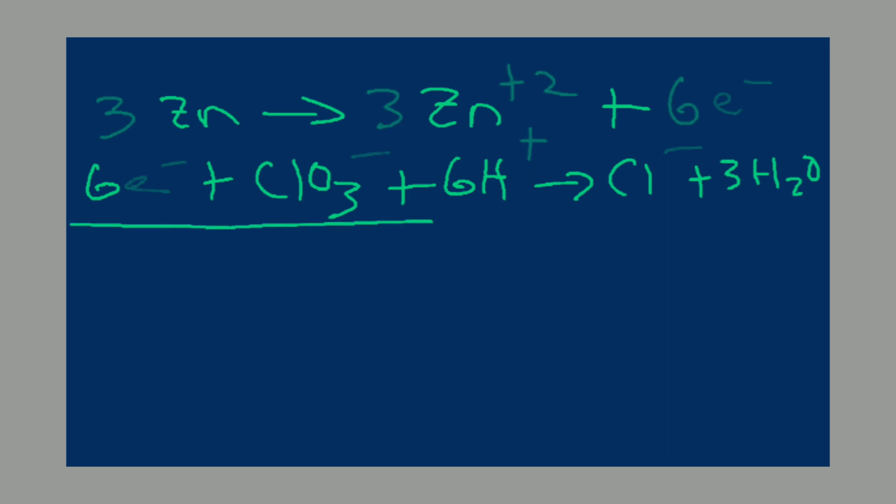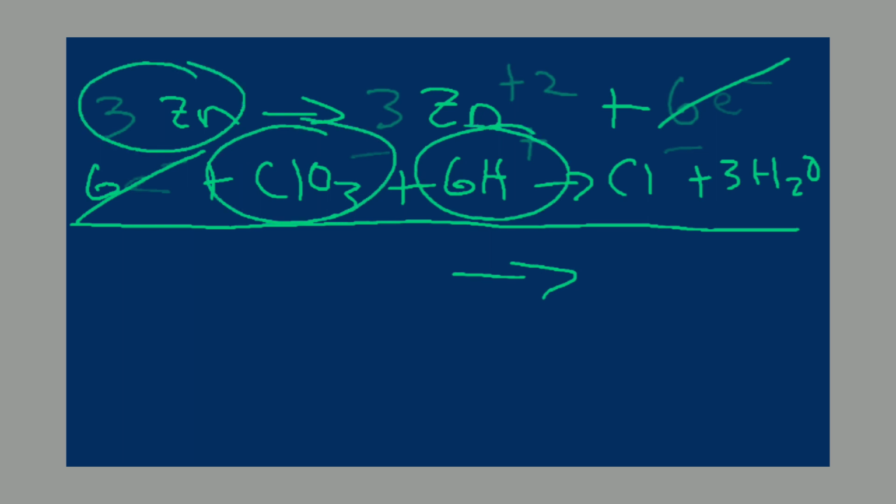Now that we have the same electrons, we can add the 2 half reactions. When you add them, the electrons will cancel since they're on opposite sides of the reaction. And then everything else, you could just bring it down. So to the left of the arrow, we have zinc, chlorate, and the H+ ions. And on the right side, we have the zinc ions, chloride, and water.